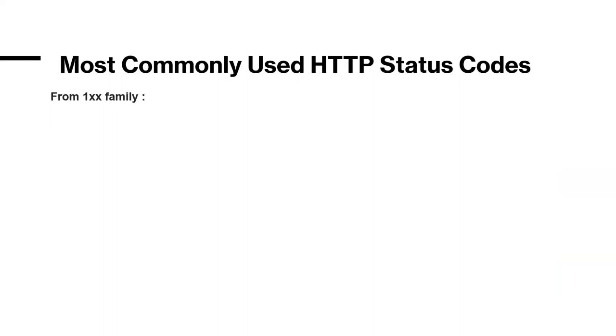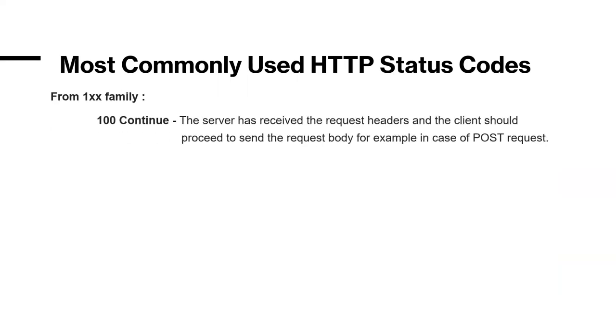From the 100 family, I have picked one HTTP status code, which is 100, and it means continue. The server has received the request headers, and the client should proceed to send the request body, for example, in the case of a POST request. So whenever we receive 100, it means that the server has received the headers, and the client should now proceed to send the body of that particular request. This is one of the messages conveyed by 100, and you may face it whenever you have a heavy POST request with a very big body. In those scenarios, you may encounter this 100 response intermittently.